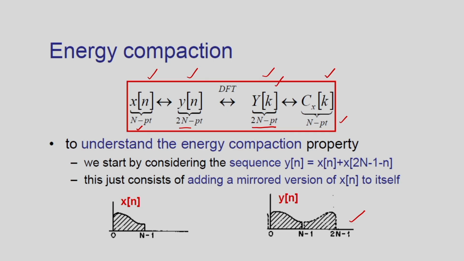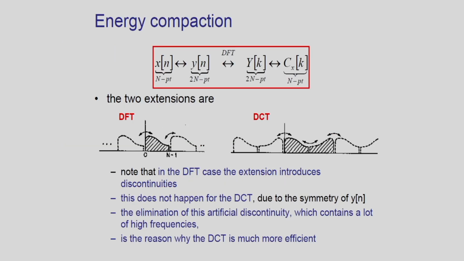This is nothing but the symmetric extension of data around the point N-1. In the case of the DCT, I am doing the symmetric extension of data around the point N-1. In this case, again I have shown the concept of the DFT and the DCT. DFT is nothing but the periodic extension of data, and DCT you can see is a symmetric extension of data around the point N-1. So you can see here, in case of the DFT, because of the discontinuity, this is the discontinuity.